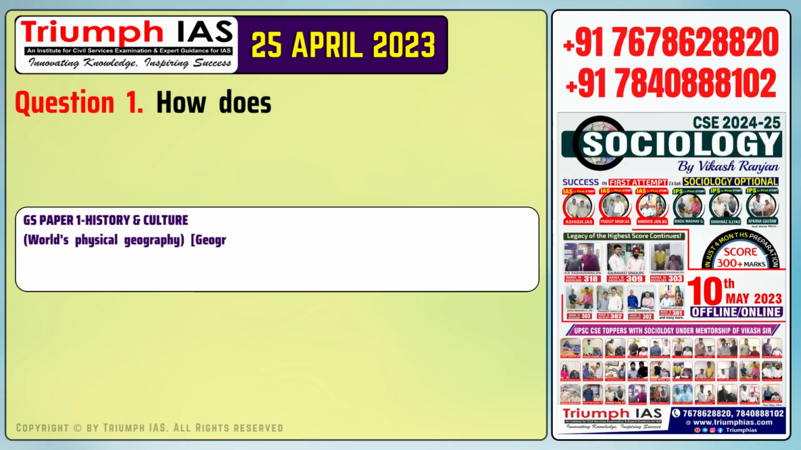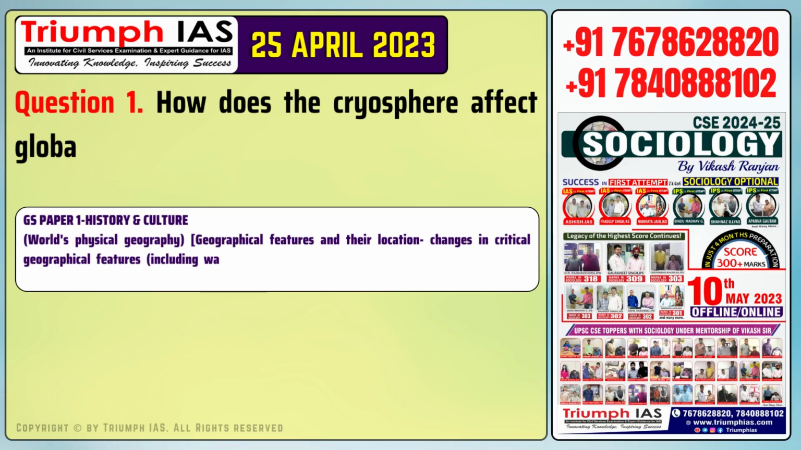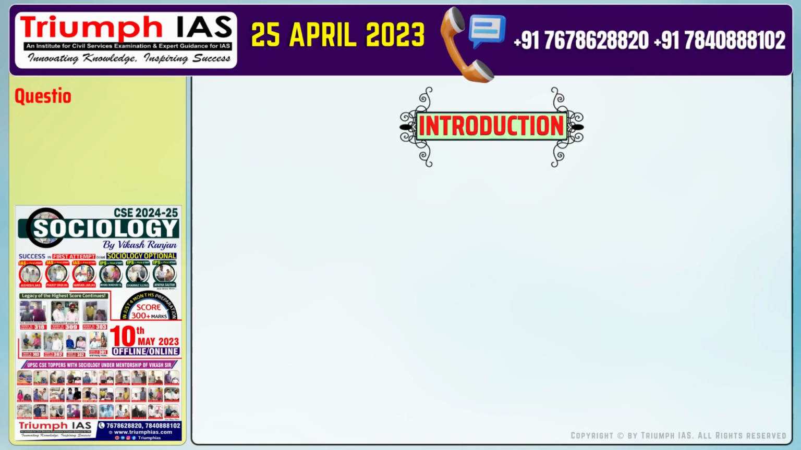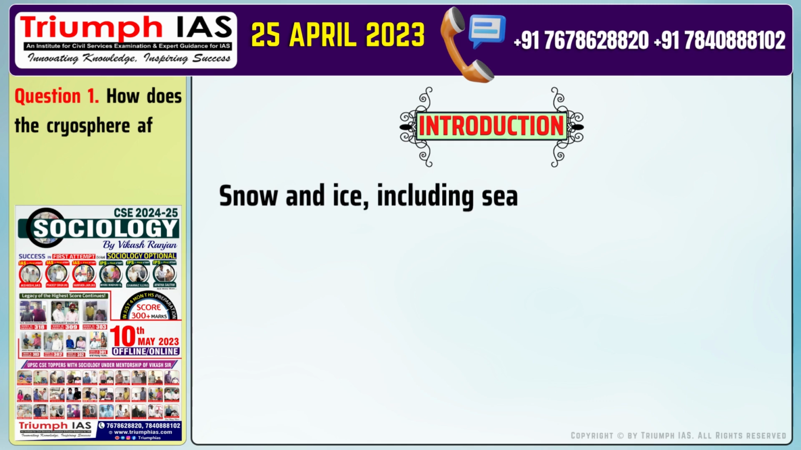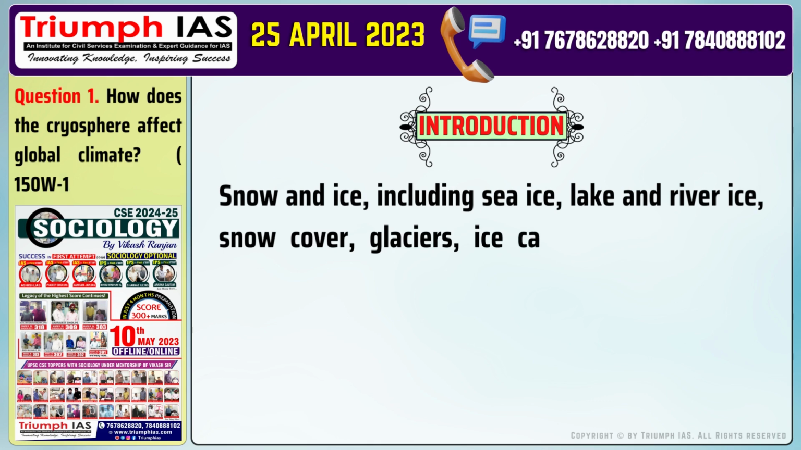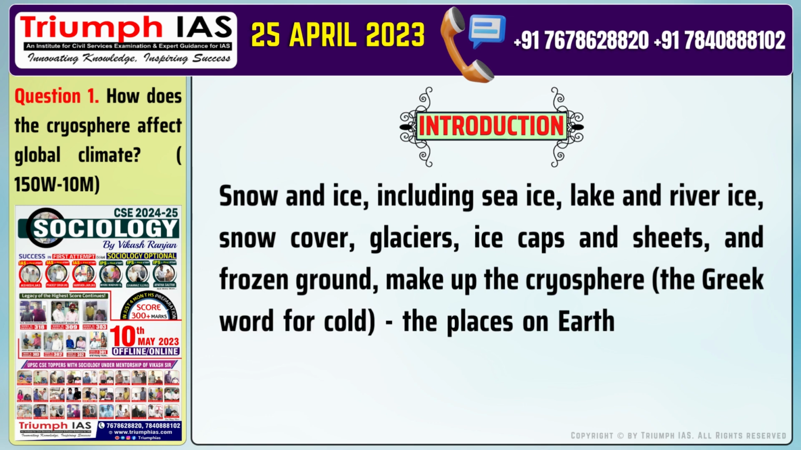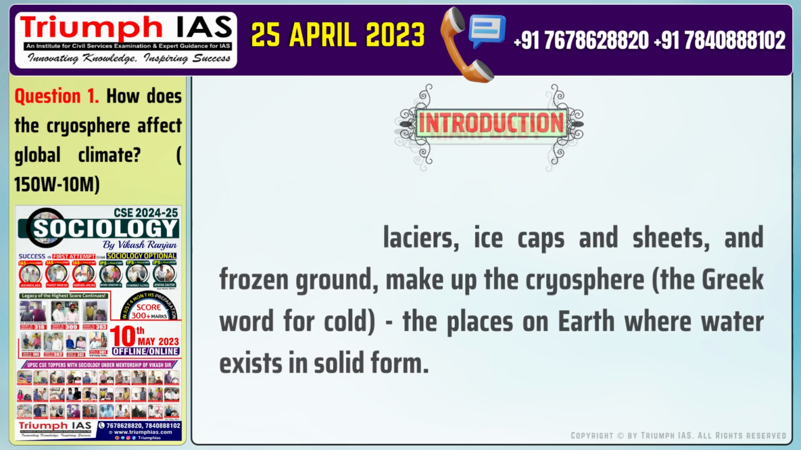Question number 1. How does the cryosphere affect global climate? Let's start with the introduction of the answer. Snow and ice, including sea ice, lake and river ice, snow cover, glaciers, ice caps and sheets, and frozen ground, make up the cryosphere, the Greek word for cold, the places on Earth where water exists in solid form.